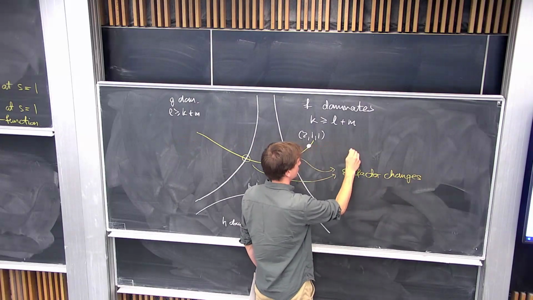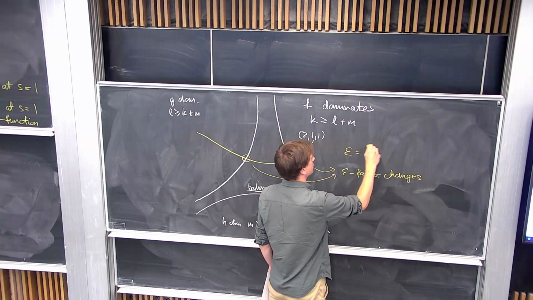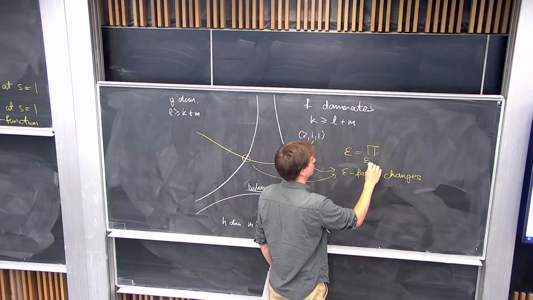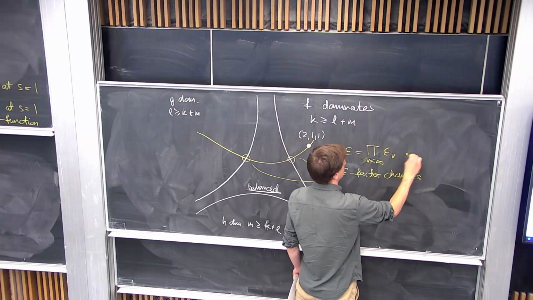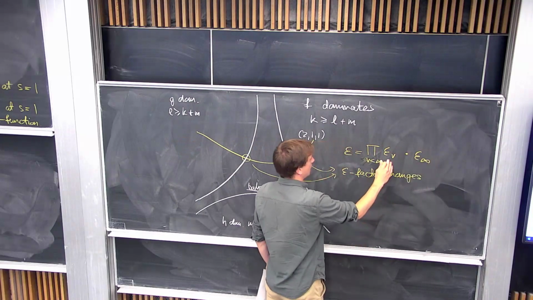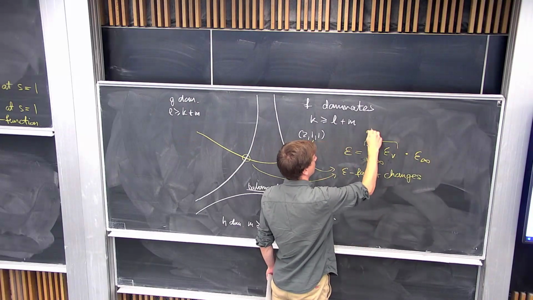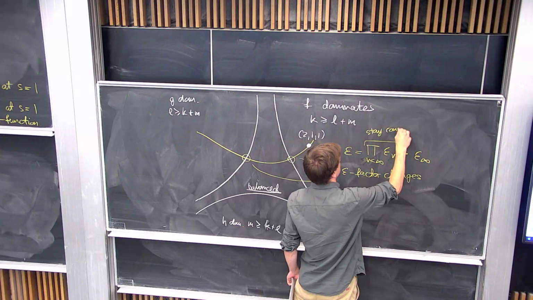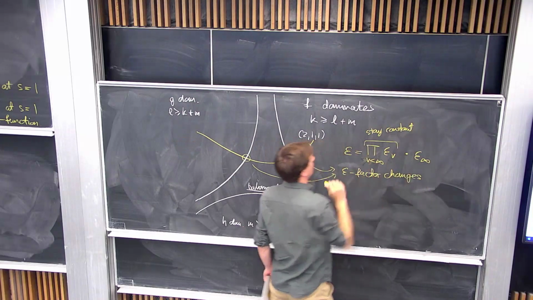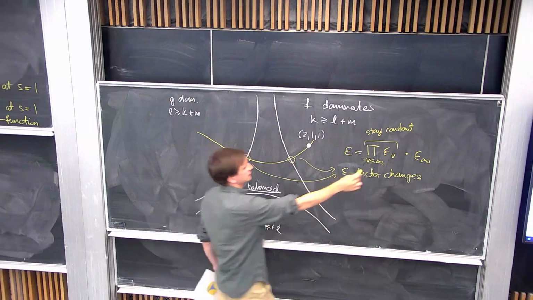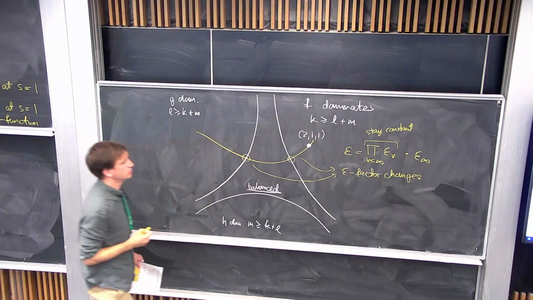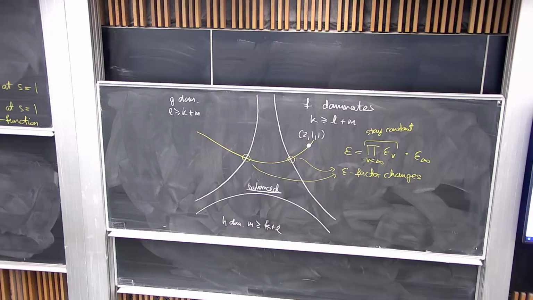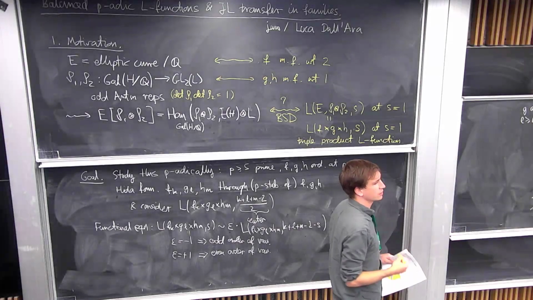The reason for this is that the epsilon factor is actually the product of the finite factors, for v smaller than infinity, times epsilon infinity, and these stay the same, constant. And epsilon infinity changes as you go from a dominant region to a balanced region. Okay, so the epsilon factor changes as you cross boundaries of this region.